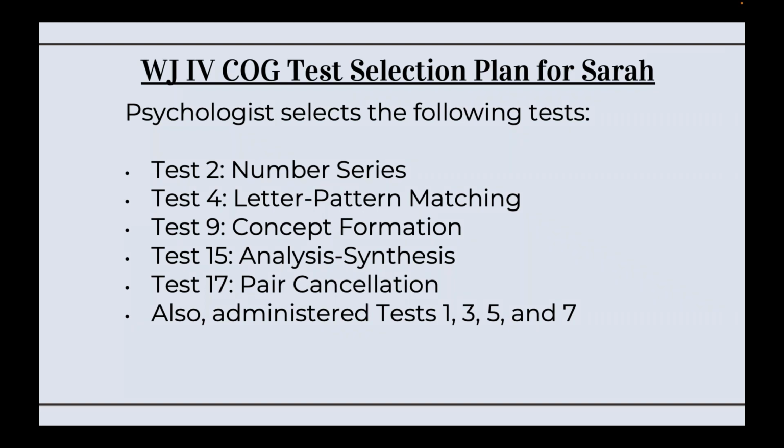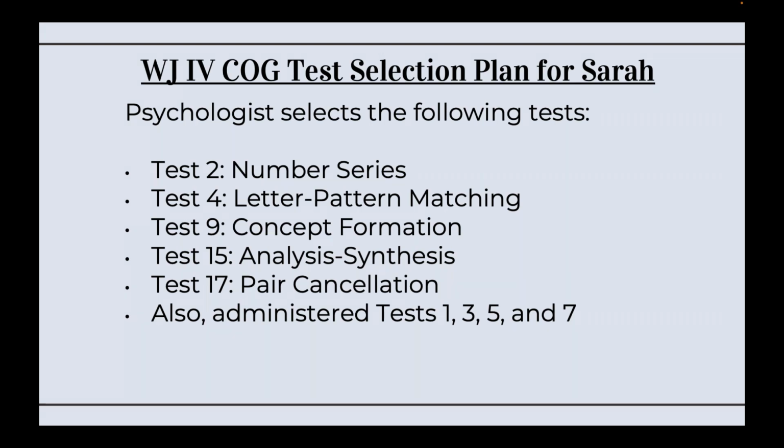So what the psychologist is doing in this case is trying to look at variations in performance related to cognitive correlates. So aligning with this plan, the psychologist administers the WJ4 COG tests of fluid reasoning, which we can see here: number series, concept formation, and analysis synthesis.